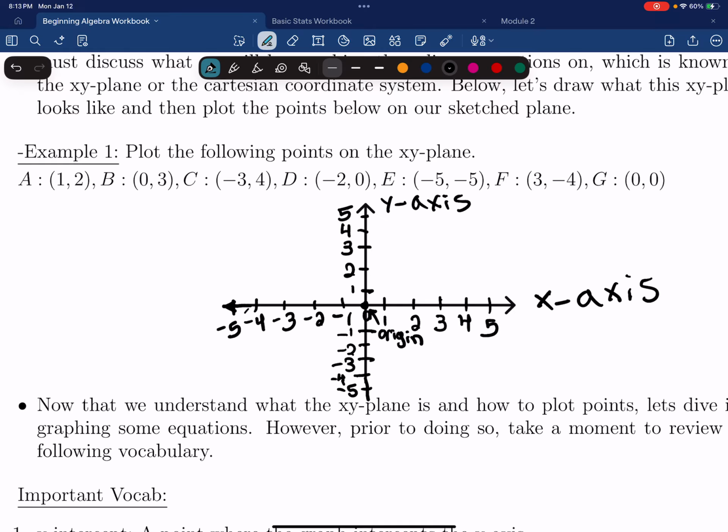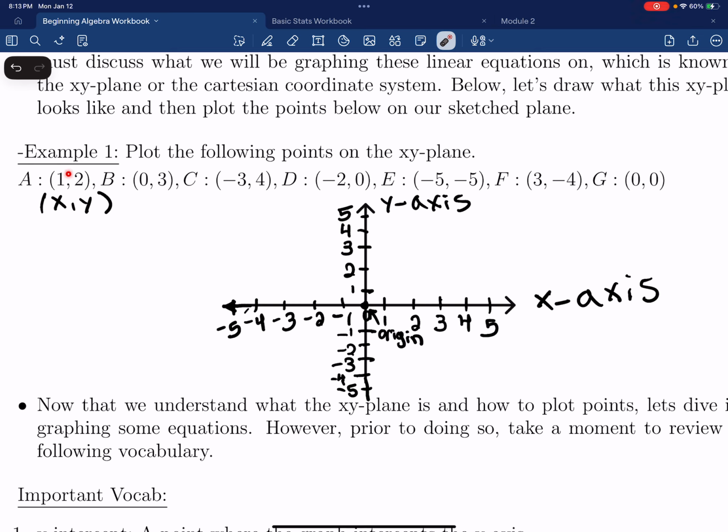So points are always given as x comma y. What this means is the x value for point A is going to be 1. So our x value for point A is here at 1. But then we also need to go up 2 in the y direction. So we're going to go right 1 in the x direction, and we're going to go up 2 in the y direction. So this here is going to be our point A.